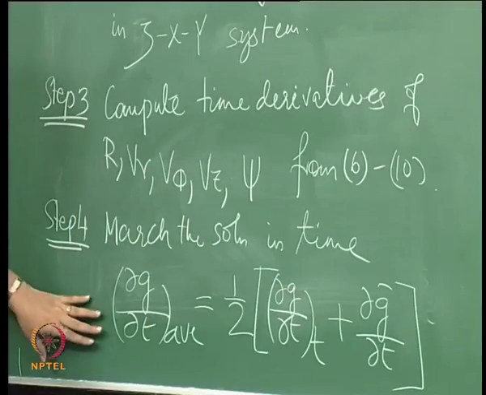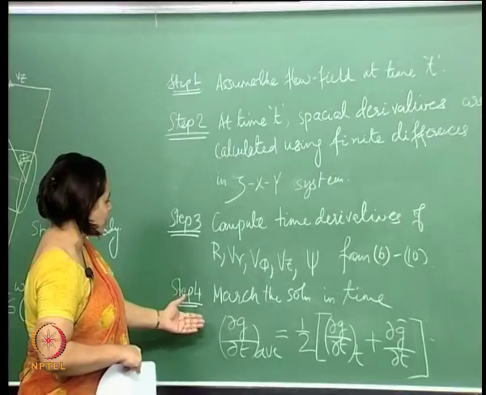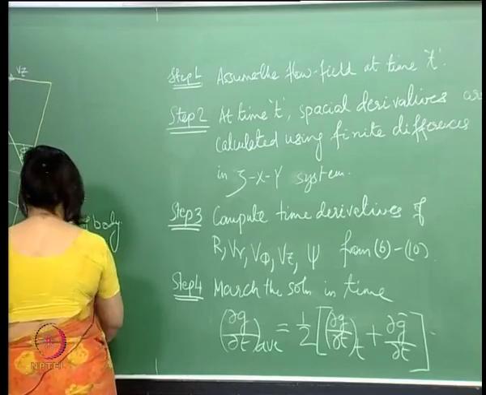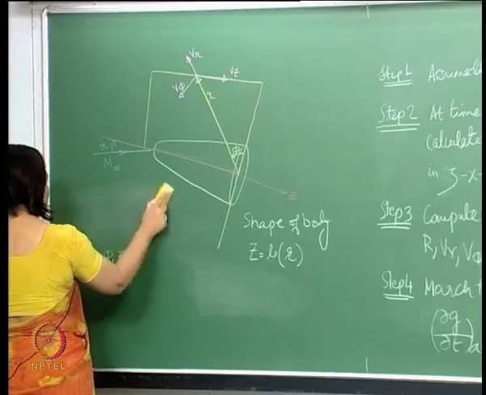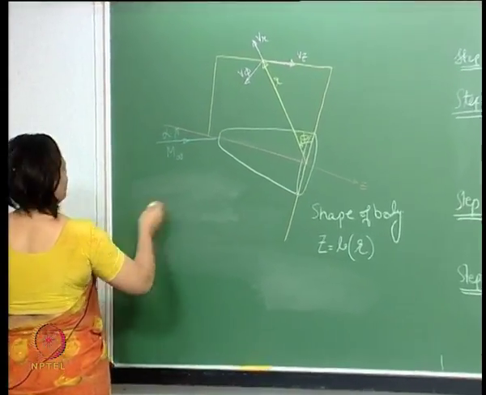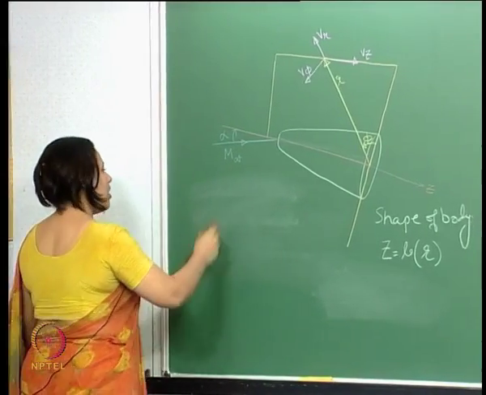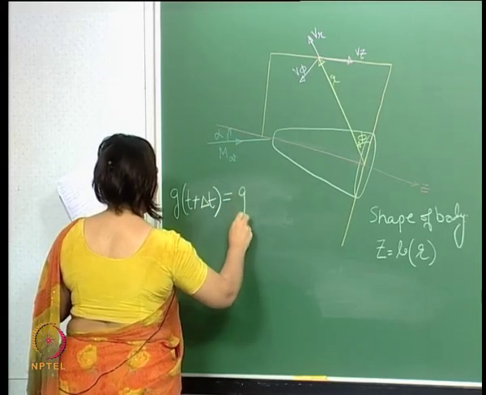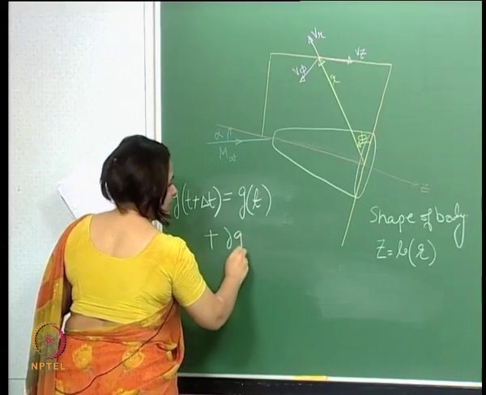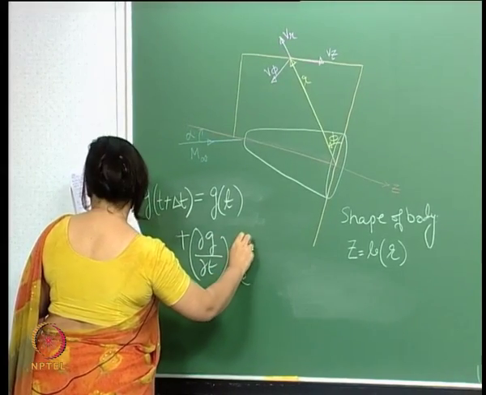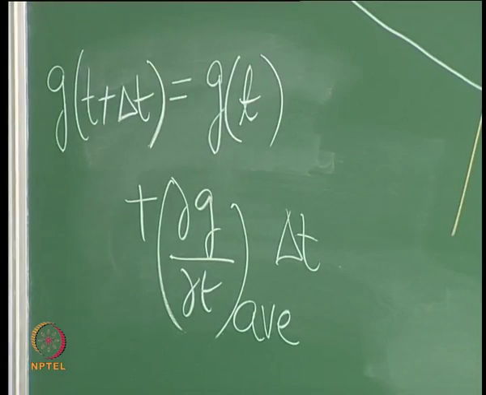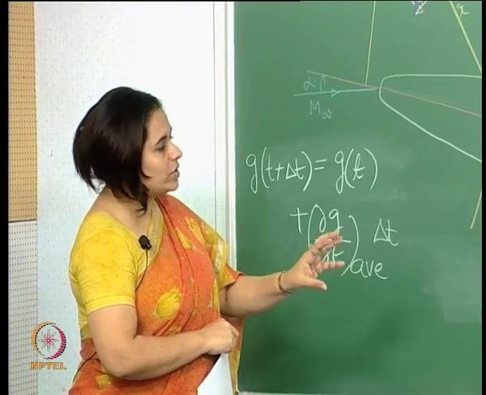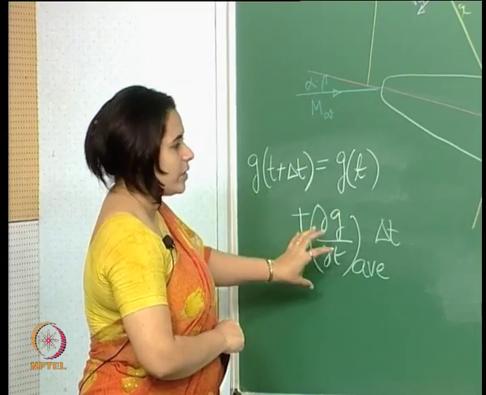So, how do we march the solution in time? Similar to what we did in the last case, in this particular case, the solution is going to look like this. If we have, say, r, or let me call it g, then g at an advanced time is going to be this. So, now what we have done is we have calculated this del g del t using a predictor corrector approach, and this is how we advance it in time.